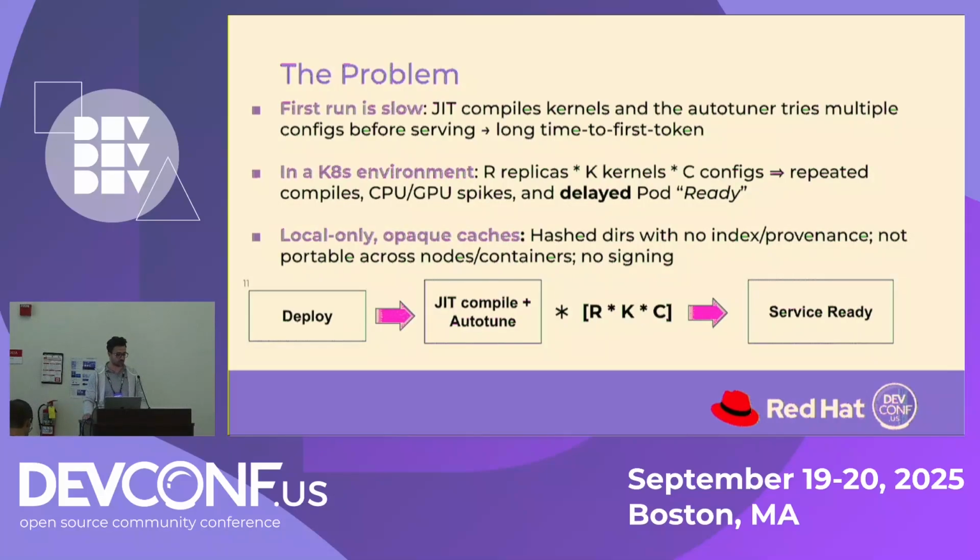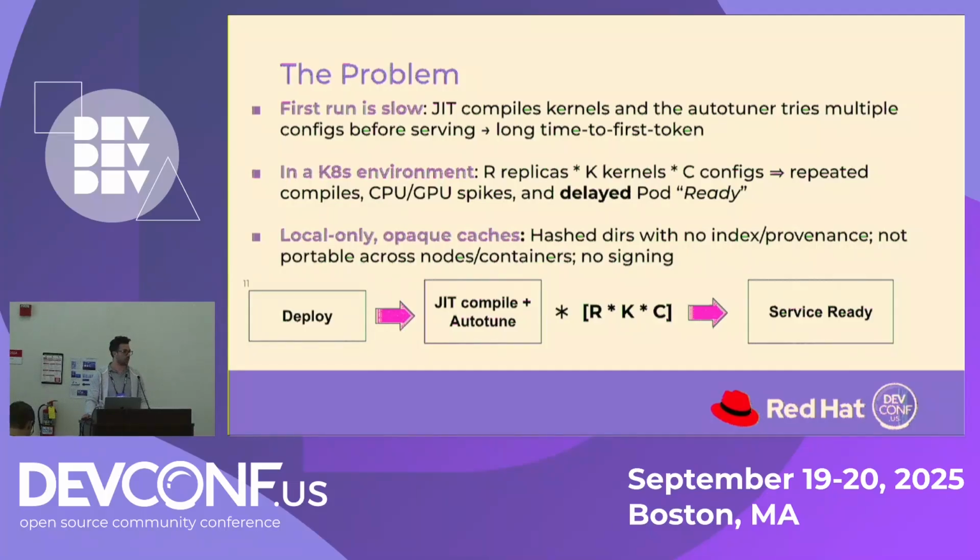Today we're going to talk about a main problem that we have in Triton: the first run is slow. Since Triton compiles at runtime, the JIT, just-in-time, compiles kernels, and the auto-tuner tries multiple configs before serving, which means a long time to first token. Now let's think about a distributed environment, for example Kubernetes. We have our replicas, K kernels, C configs, which means repeated compiles, CPU and GPU spikes, and delayed pod readiness.